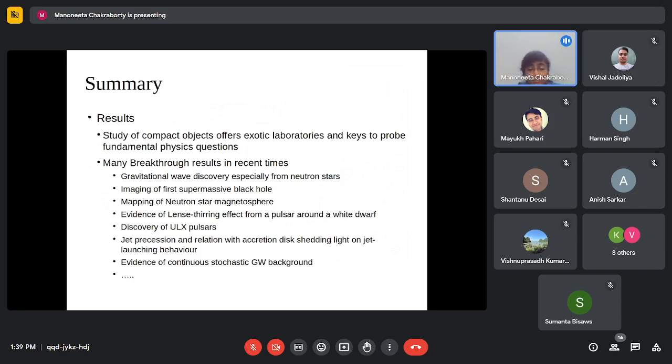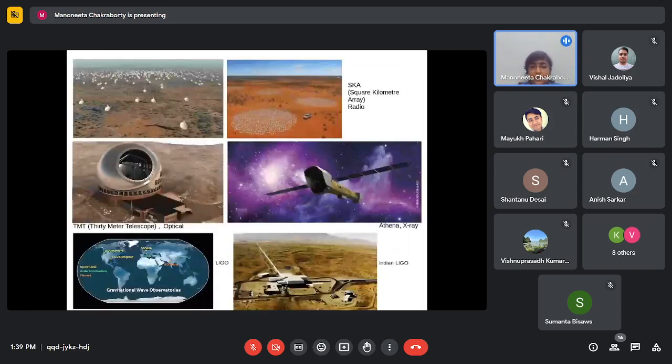Evidence of Lense-Thirring precession. This is the frame dragging effect due to the rotation of a compact object on the nearby space and time. The discovery of very extreme energetic X-ray sources, but coming just from pulsars, were also done in very recent times. And evidence of continuous gravitational waves, which was just last month. So a lot of exciting discoveries have happened with compact objects in the very last few years.